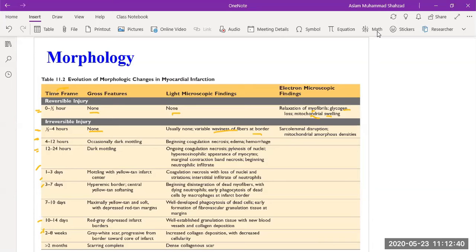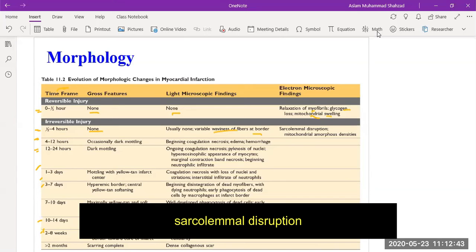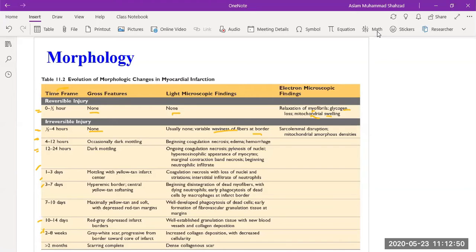In electron microscopy, we find sarcolemmal disruption and mitochondrial amorphous densities. So as we already discussed, in the first half hour there will be mitochondrial swelling, but in the second phase the mitochondria become amorphous, because if they swell and then change in structure, they become amorphous in structure.